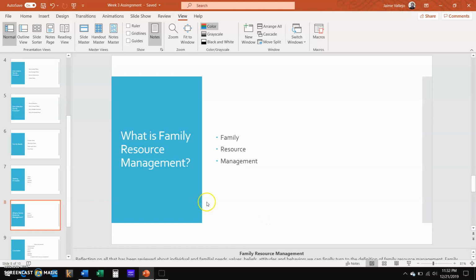Now we have to understand family resource management. What is it? Reflecting on all that has been reviewed about individuals and family needs, values, beliefs, attitudes, behaviors, we can finally turn to the definition of family resource management. Family resource management, simply put, is the way in which a family manages its resources in order to provide family members with the basic needs of life, namely food, clothing, shelter. So, family resource management can be broken down into family, resource, and management, which is an appropriate title for this class.